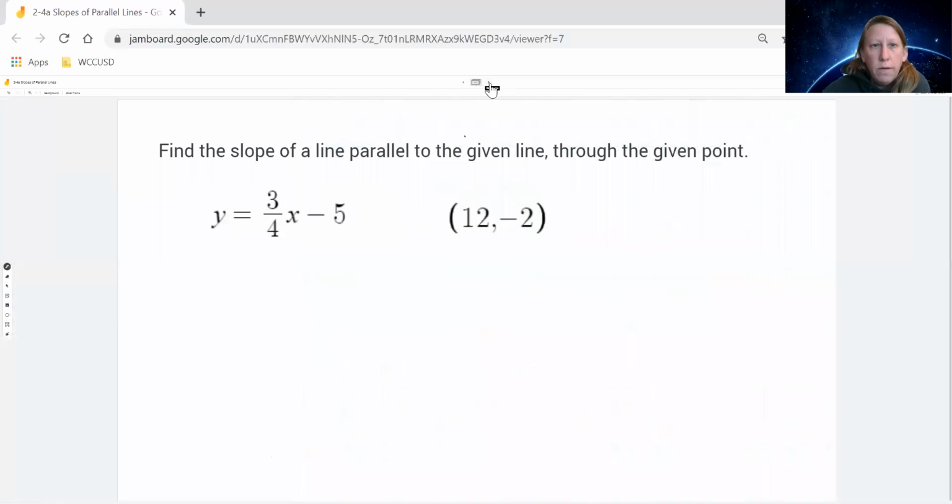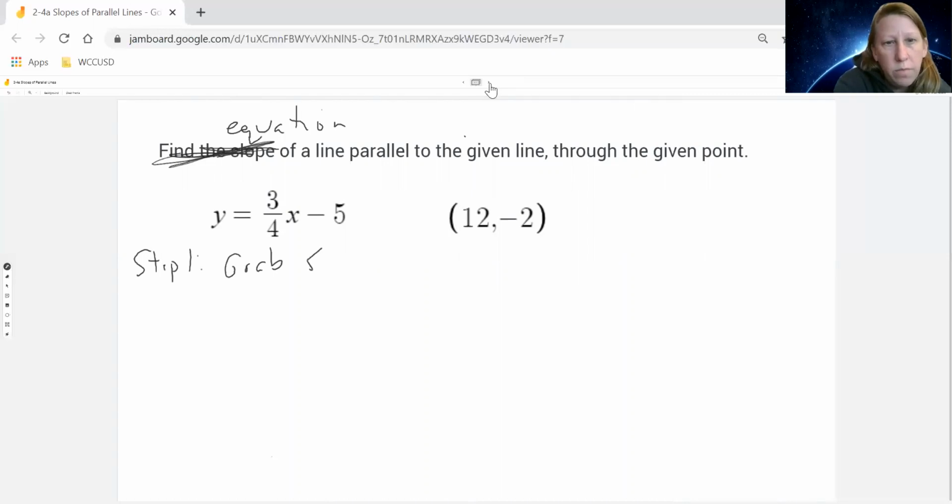Let's try one more. Last one. Find the equation of a line parallel to the given line through the given point. So I'm just going to do this one algebraically. Step 1, grab the slope.